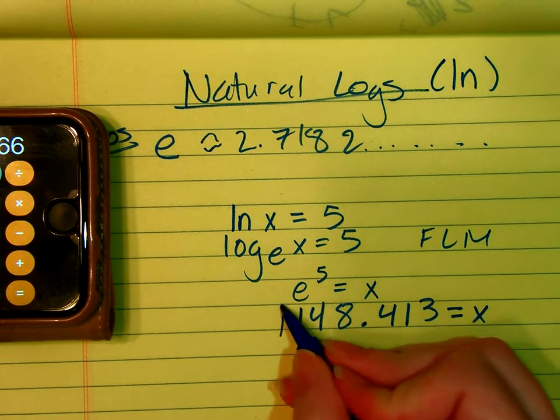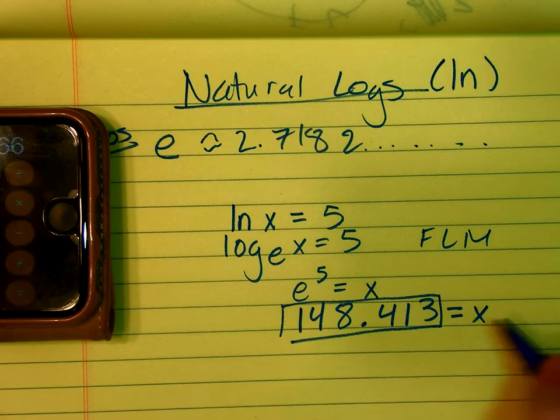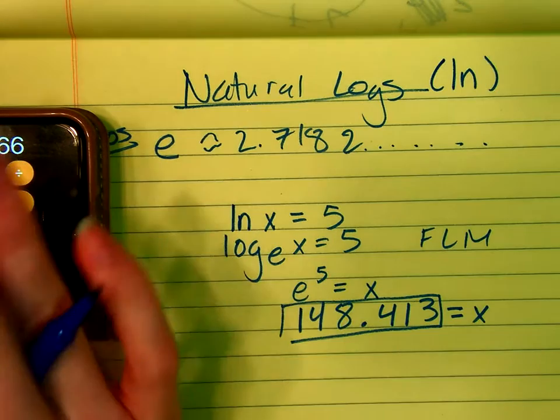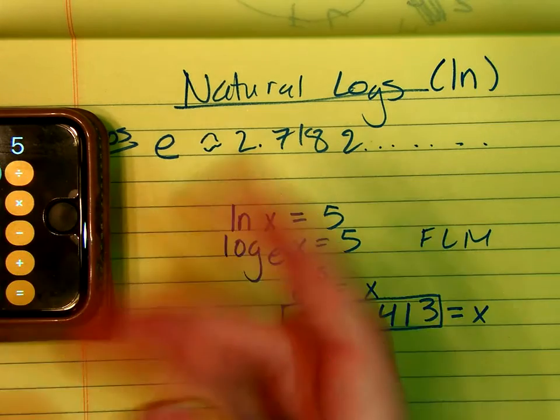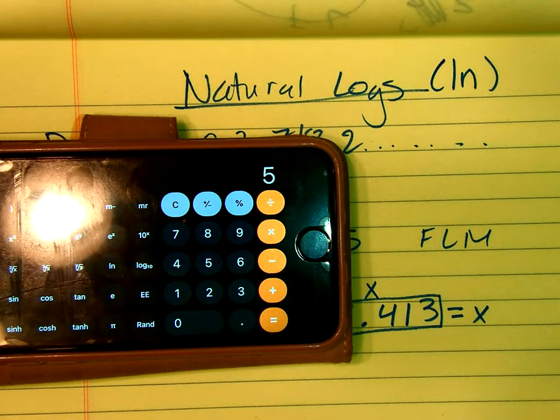So this solution is 148.413, and that spits back 5 for me. If I want to check my work, your calculator also has an ln button, and whenever I pressed that ln button it gave me back 5, so I know I did my work right.